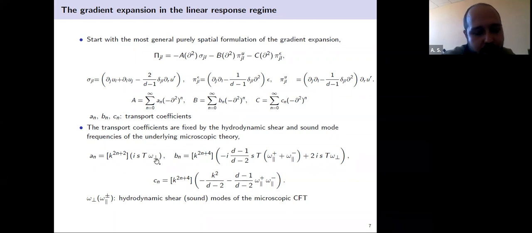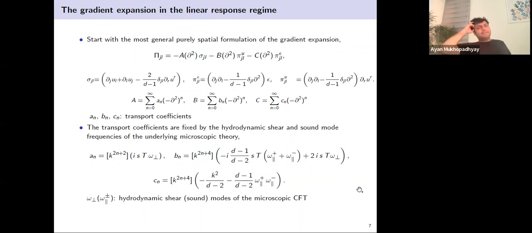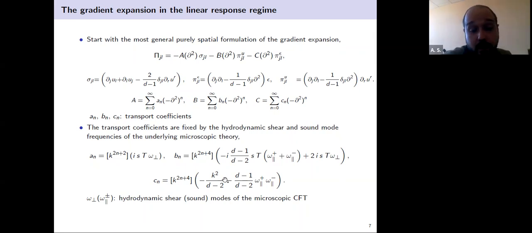Due to the properties of, you see, this is purely imaginary. It comes with an I, so it's real. Same here. And due to the symmetry properties of these objects, with respect to the imaginary axis, these are also real. Yeah, but usually isn't it expected that these singularities are in the complex plane, not in the real plane? I'm telling you, the transport coefficients are real.